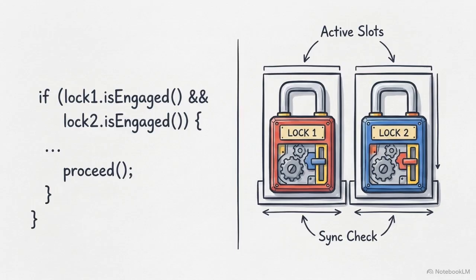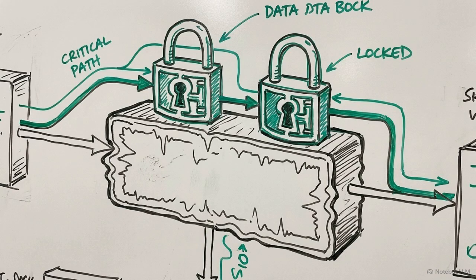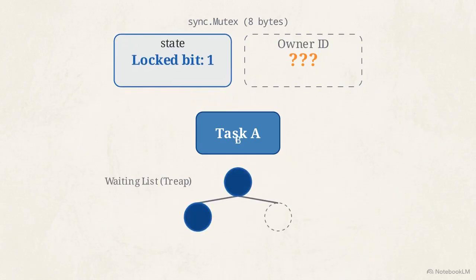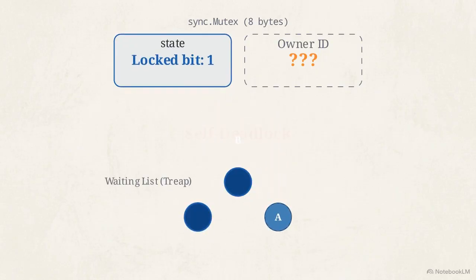Because the entire lock is just 8 bytes of memory, passing a copy of a lock-containing structure to another function creates a serious bug. You end up with 2 independent locks guarding the same data, leading to silent corruption. The mutex also lacks an owner record, meaning it doesn't know who is holding it. If a task tries to lock a mutex it already holds, it fails the check, goes to sleep in the waiting list, and waits forever for itself to finish.